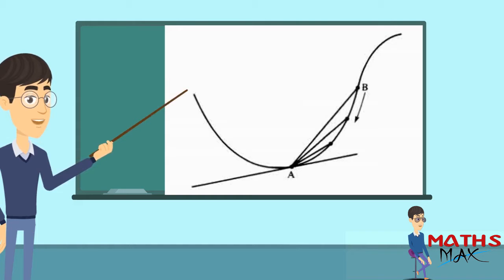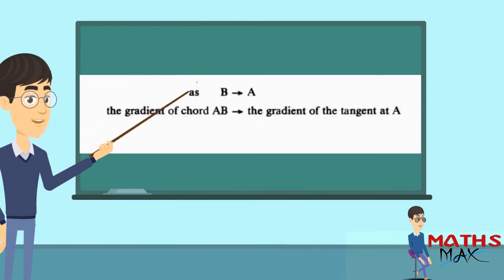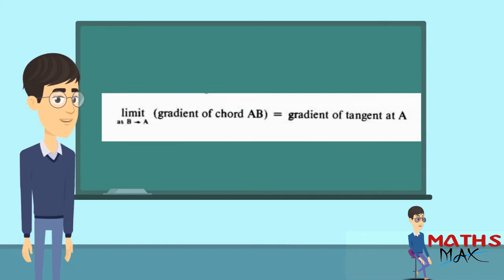As B gets near to A, the chord AB gets closer to the tangent at A, so the approximation becomes more accurate. So as B gets closer and closer to A, we can say the gradient of chord AB gets closer and closer to the gradient of the tangent at A. This fact can also be expressed in this form: the limit as B gets close to A of the gradient of chord AB is equal to the gradient of the tangent at A.